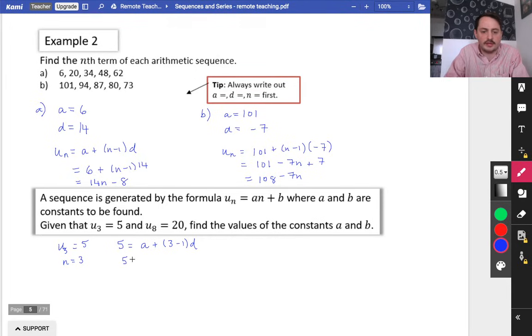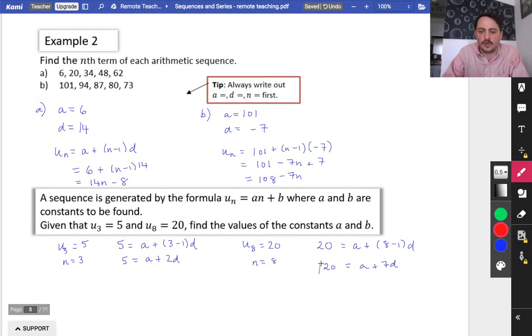So let's just write that out. We get 5 equals a plus 2d. And then for our second one that we've got, we have u8 is equal to 20. Now that means that n is equal to 8. So we're going to say that u8, which is 20, is equal to a plus n minus 1 d. So we get 20 equals a plus 7d.